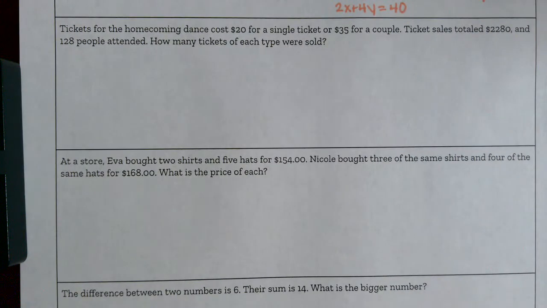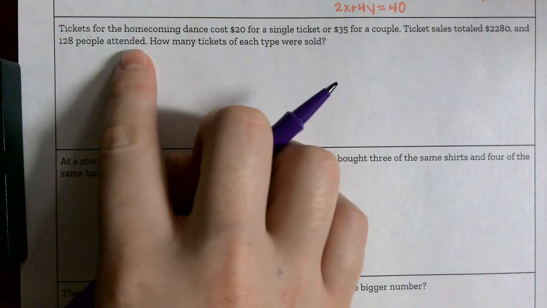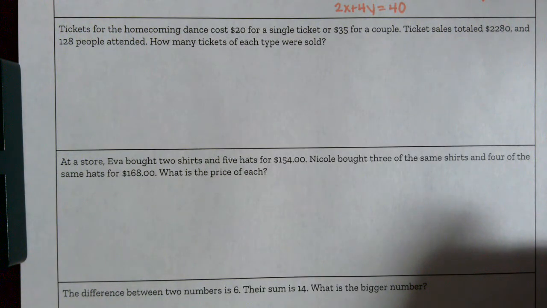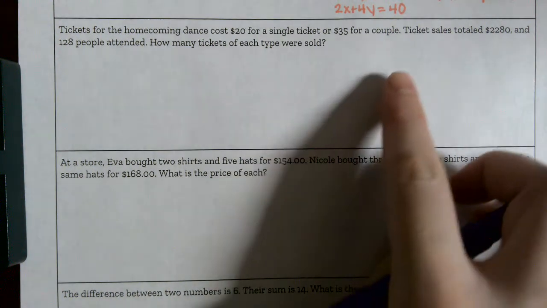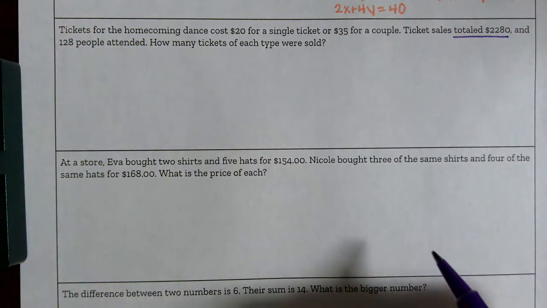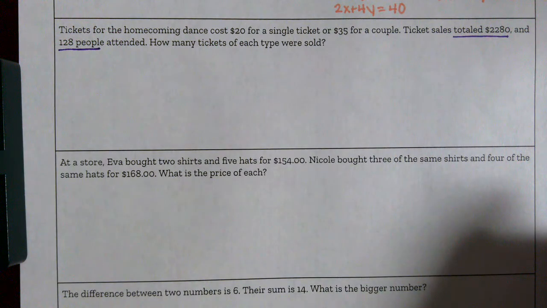Okay, so let's look at another one. This one says tickets for the homecoming dance cost $20 for a single ticket and $35 for a couple. The sales totaled $2280 and 128 people attended. How many tickets of each type were sold? So again, find the totals first. You should have 2 of them because we're doing systems. So the first total I have is the money total. And the second total I have is the people total.